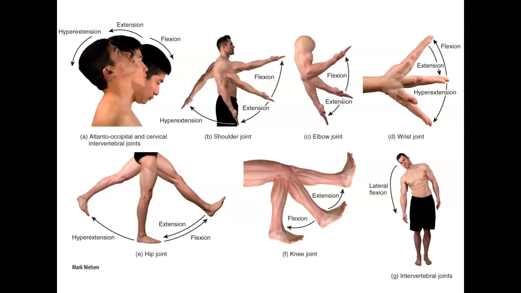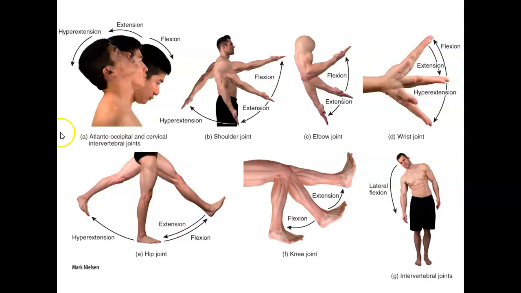So if you move your head in a backwards motion, that is called hyperextension. If you tuck your chin in towards your chest, that is called flexion. Flexion is where we move bones closer together. Extension is where we move bones further apart from one another. So you can see at the shoulder joint right here, flexion is where you move your arm upwards. Extension is where you move your arm backwards.